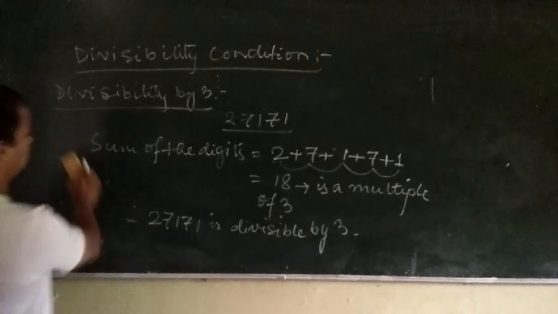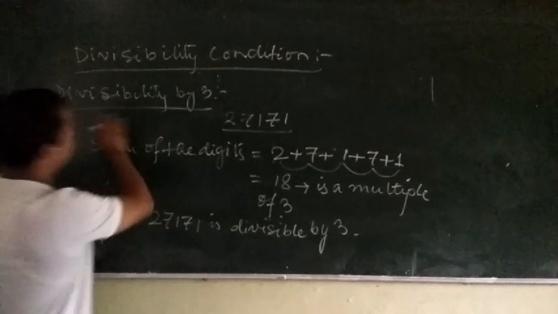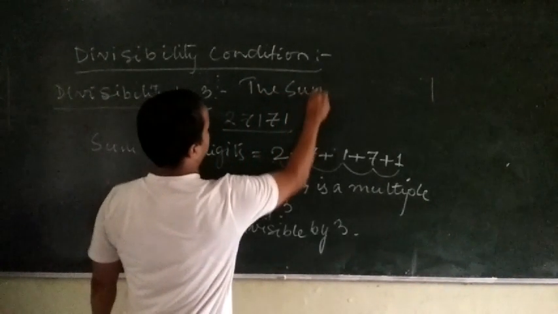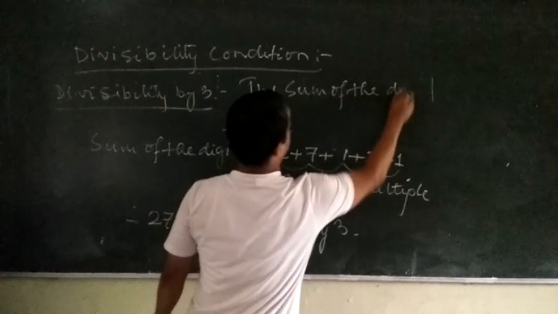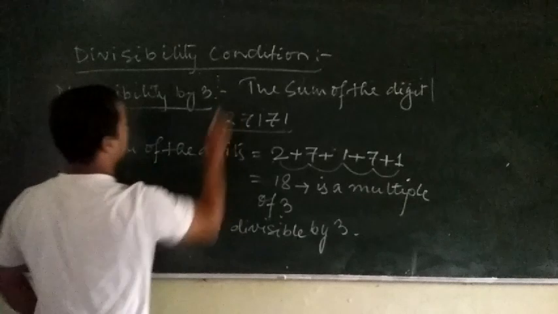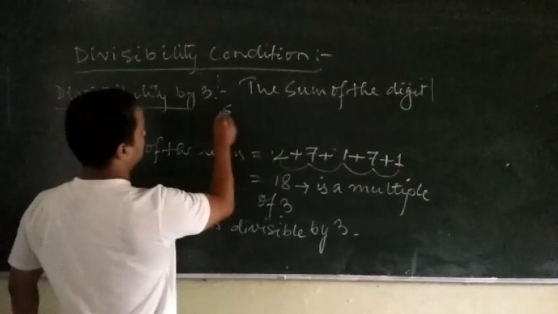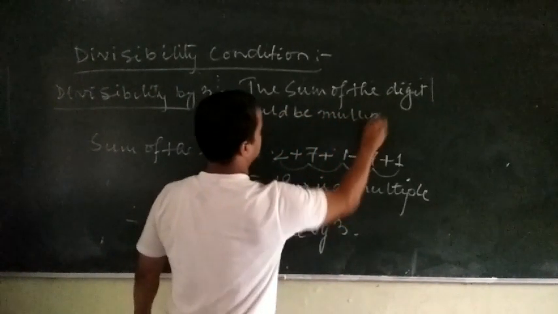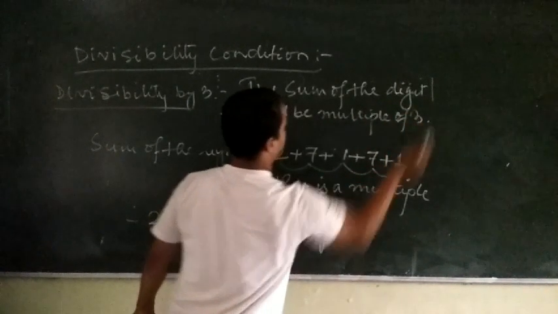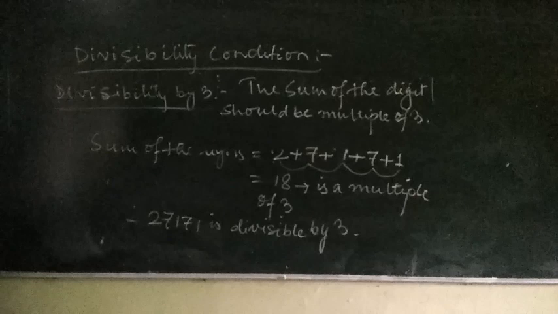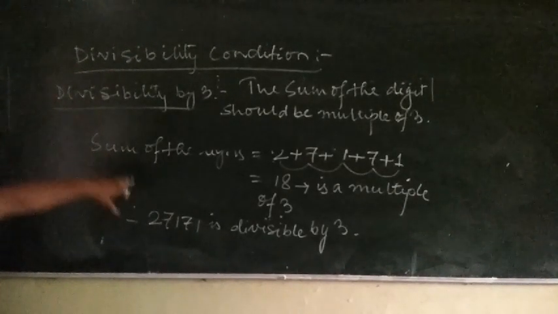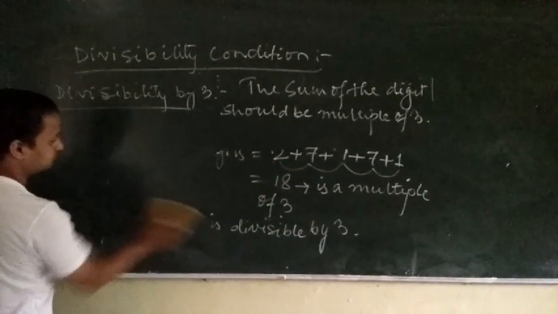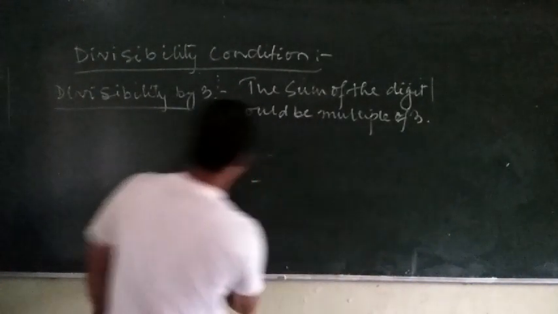So what is the condition to be divisible? Is it clear, everyone? So let's say the statement is: a number will be divisible by 3 if the sum of the digits is a multiple of 3. Okay. So this is about 3.